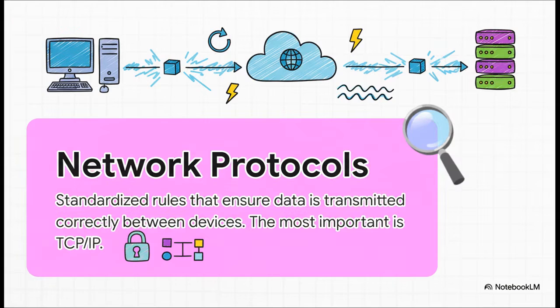These rules are called network protocols. You can think of them as the universal language of the internet. It's how a computer in Brazil can talk perfectly to a server in Ireland. And the big one, the one you've probably heard of, is TCP/IP.